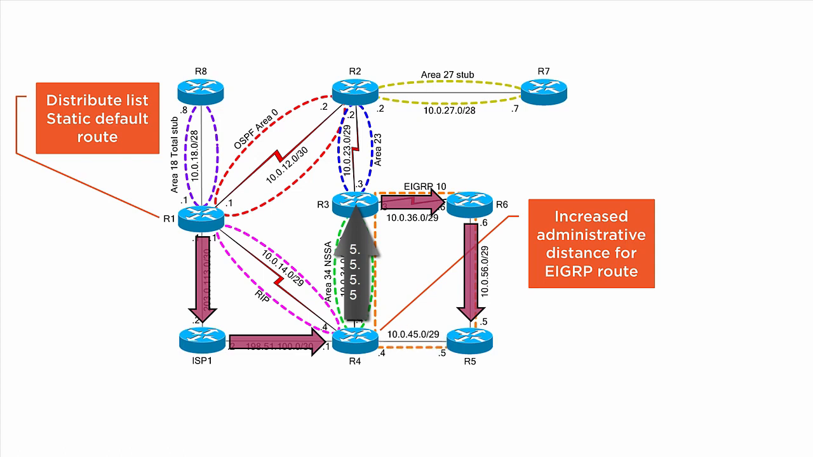This caused R4 to stop redistributing the prefix into Area 34, which in turn allowed R3 to start redistributing that 5555 prefix into Area 34 by creating its own Type 7 LSA. Now this in turn caused R4 to route traffic for the prefix to R3, and at that point there was only one possible path to get to R5.